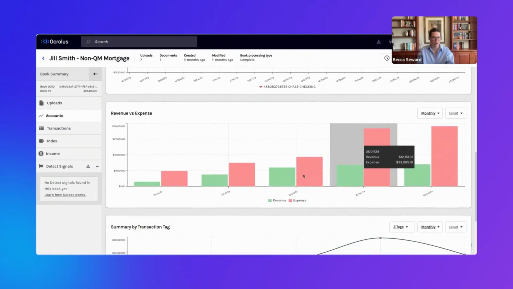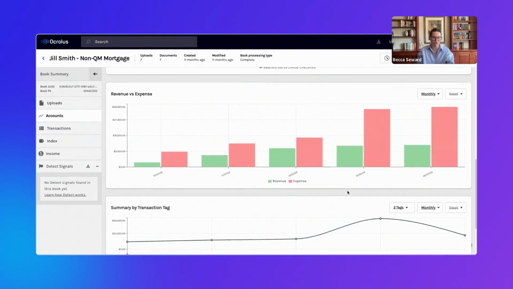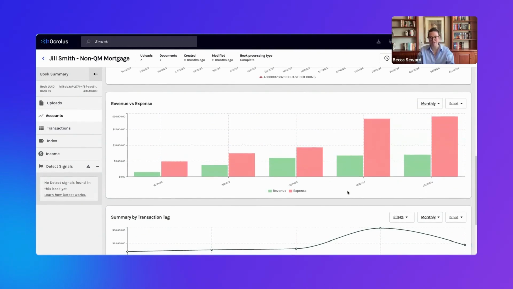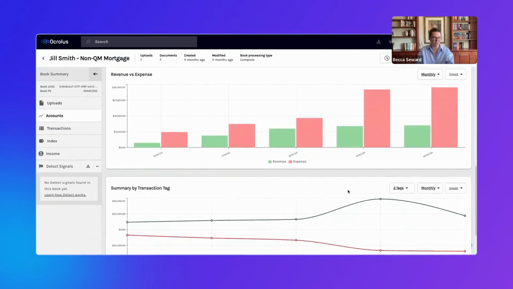We have details around revenue versus expense factors. So while this isn't necessarily a full DTI for a mortgage use case, it can certainly give you a sense of what their spending habits are and what the relative health of their expense versus revenue ratio is.